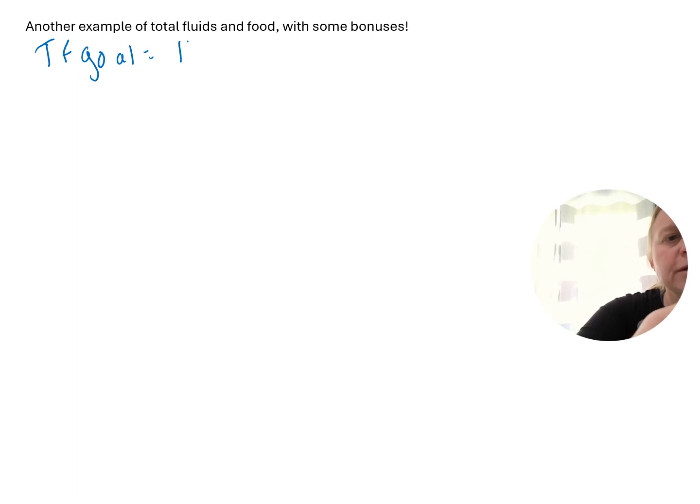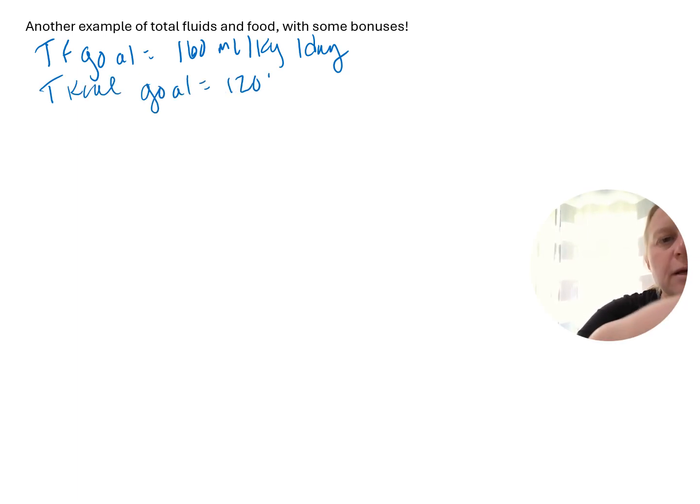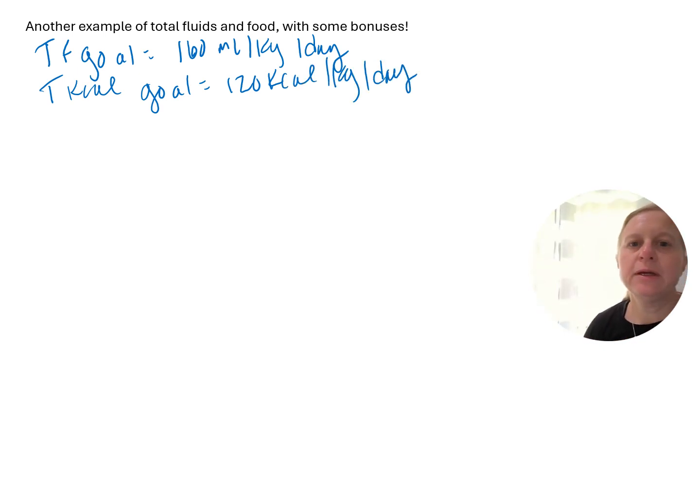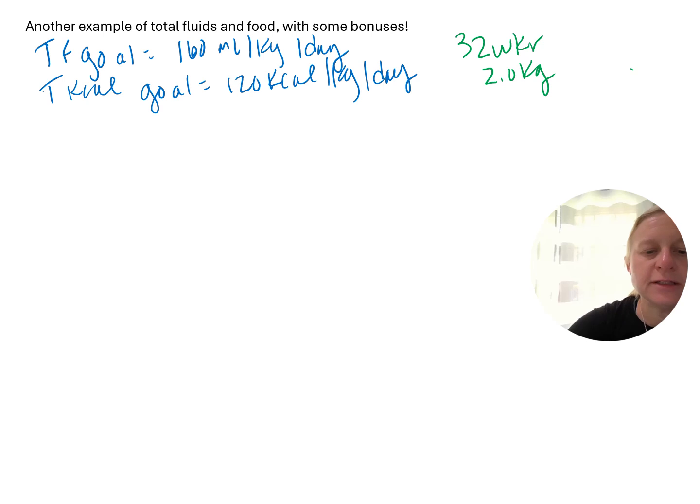So let's put some reminders at the top here. We have the reminder that our total fluid goal is going to be 160 mils per kilo per day. Our total kcal goal is 120 kcals per kilo per day, right? Those are our goals. We are going to go ahead and reuse our fun baby that we already did, our 32-weeker who weighs 2 kilos, because that's the easiest math that we can do.